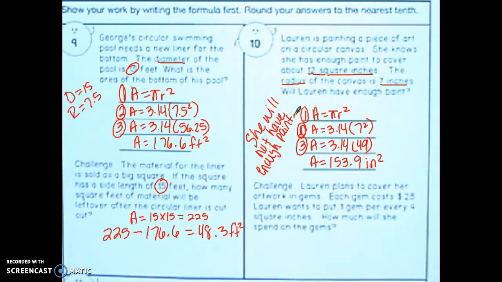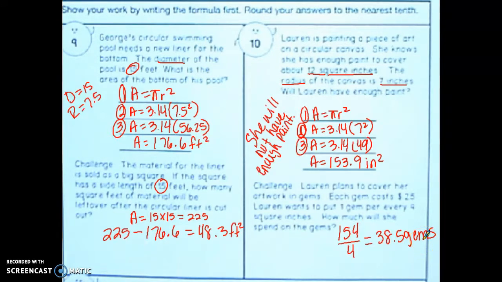Alright, here's the challenge. This is above and beyond the area. Lauren plans to cover her artwork in gems. Each gem costs 25 cents. She wants to put 1 gem per every 4 square inches. How much will she spend on the gems? So she has about 154 square inches, and she wants to put 1 gem every 4 square inches. So the first thing we're going to do is 154 divided by 4, and that is 38.5 gems. So she needs 38.5 gems.